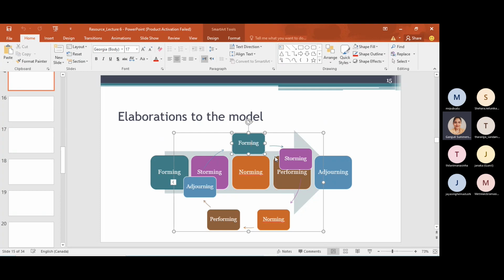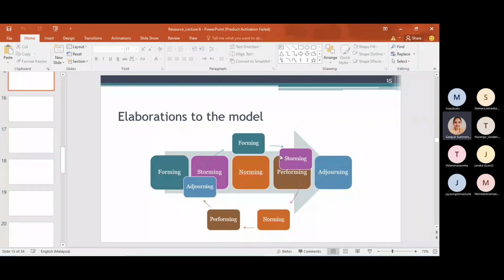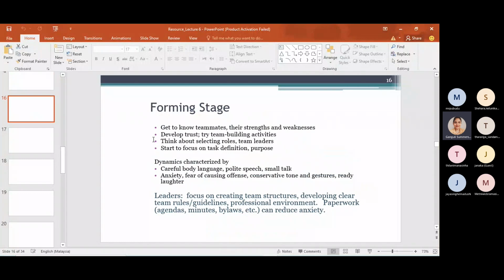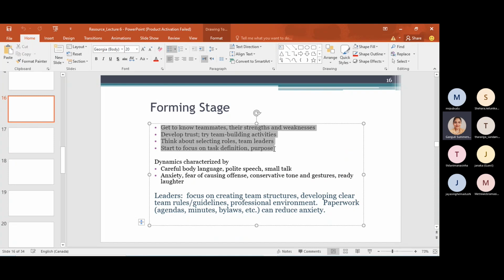So what happens in the forming stage? What happens in the storming stage? What happens in norming, performing, and adjourning stages? Okay, so now we can look into each stage in detail. Now let's discuss what happens in the forming stage. These are the things that happen in the forming stage.